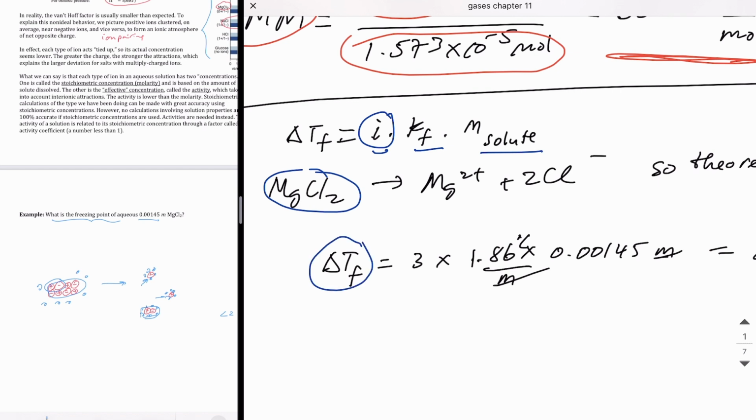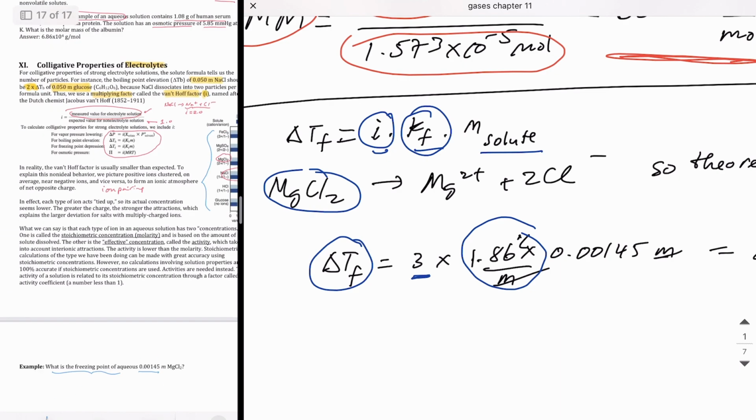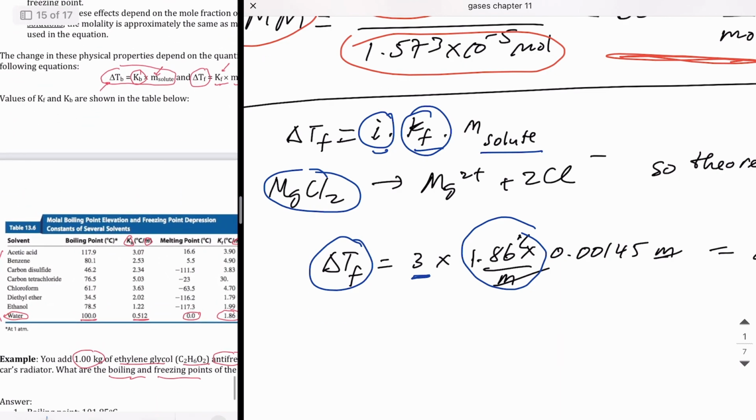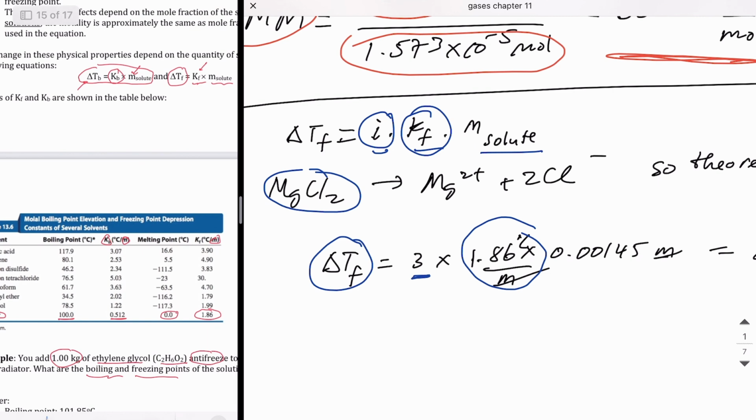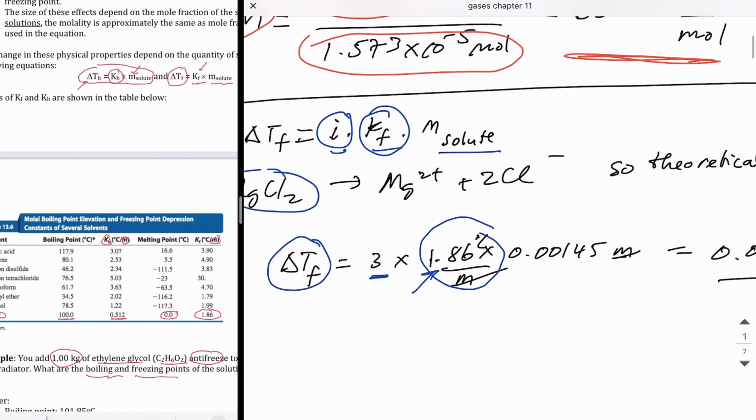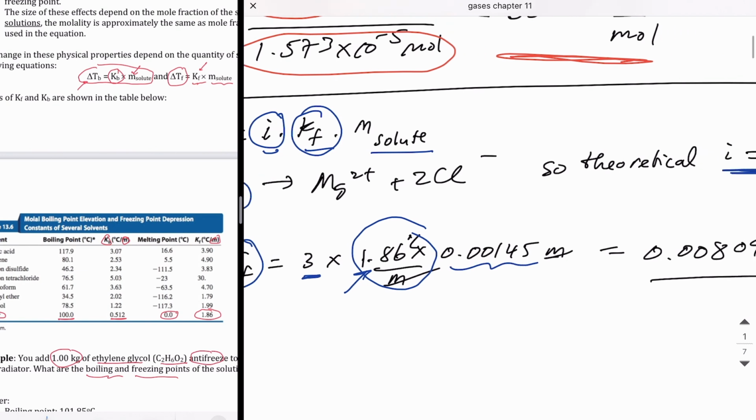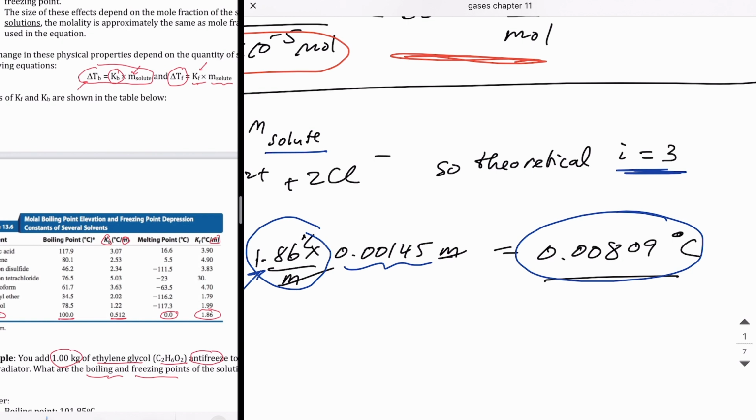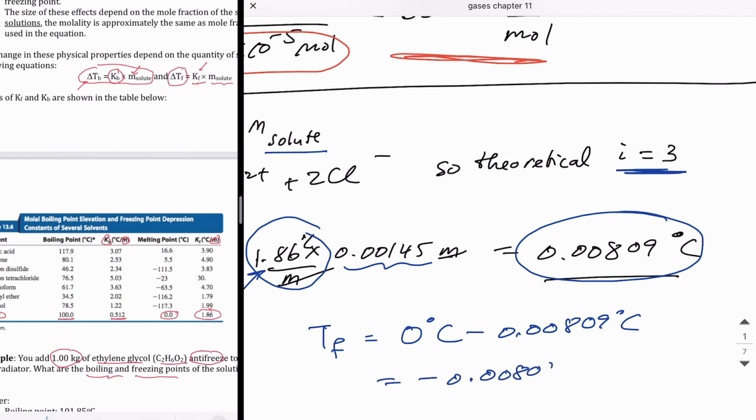And so your delta Tf will be 3 times the Kf. This Kf I just found from that table. Here I'm showing you on the left side the table that I showed you before in the section on the freezing point and boiling point changes. That number for water is 1.86 degrees Celsius per molal, and then the molality itself is 0.00145. And so the delta Tf is going to be 0.00809 degrees Celsius, and of course the Tf is just going to be the normal freezing point, which is 0 Celsius, minus that number that we just calculated. And so your freezing point is negative 0.00809 degrees Celsius, okay?